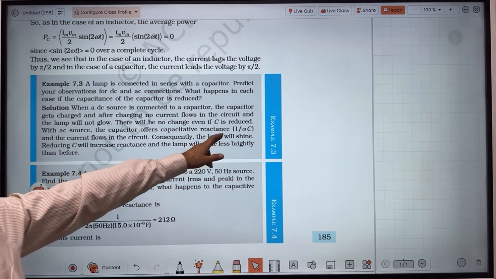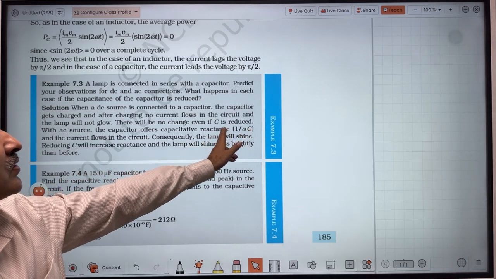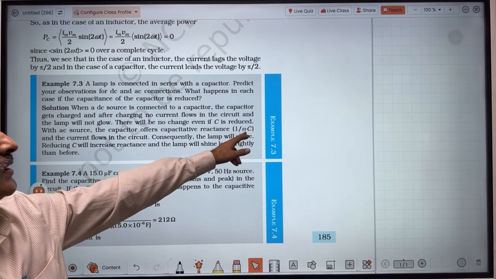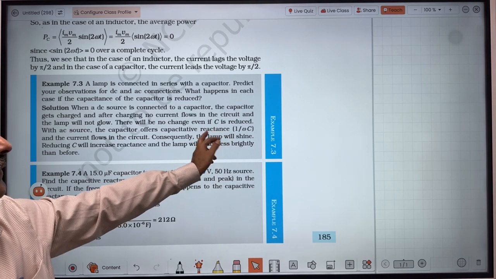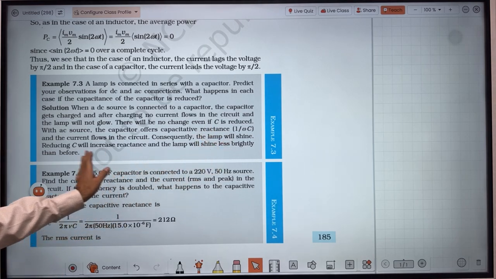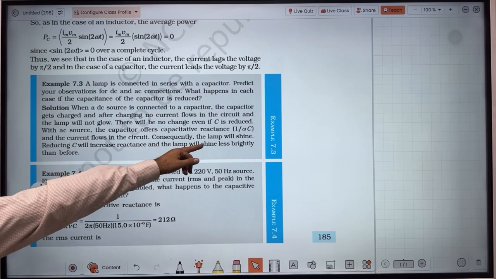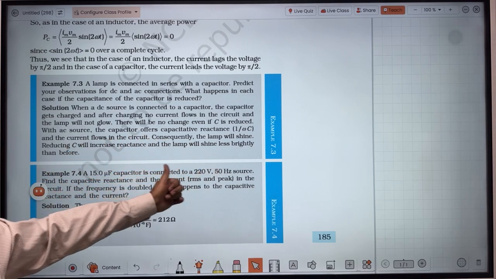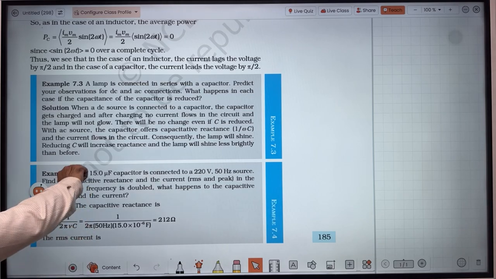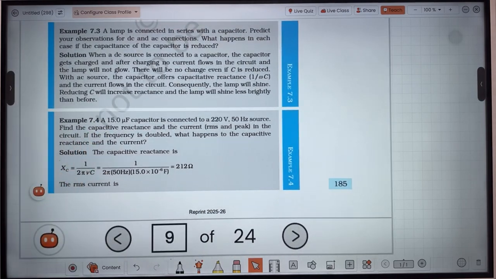If omega remains the same and C is decreased, in that case what will happen? If C is decreased, then capacitive reactance will increase. If it increases, then current will reduce, right? The lamp will shine less brightly: reducing C will increase reactance and the lamp will shine less. Now let's see what numerical here.